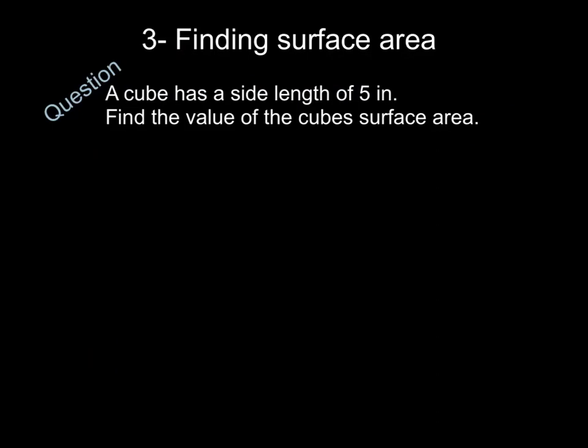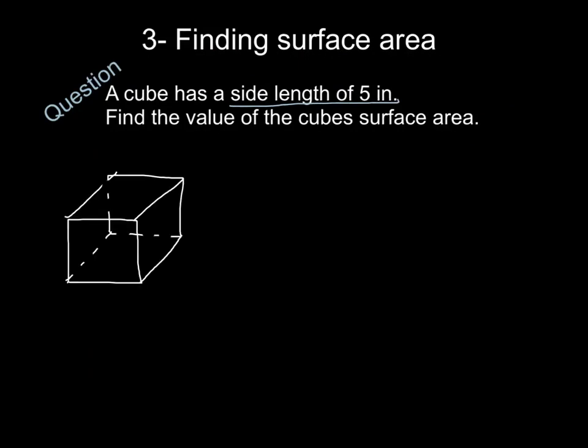So for our last part of finding surface area, we have our question right here. A cube has a side length of 5 inches. Find the value of the cube's surface area. So we know the information about the side length is 5 inches. If we look at our cube right here, we know that the side length is one of these sides. So let's take this example right here. Let's make this a little darker. My side length right here is 5 inches.